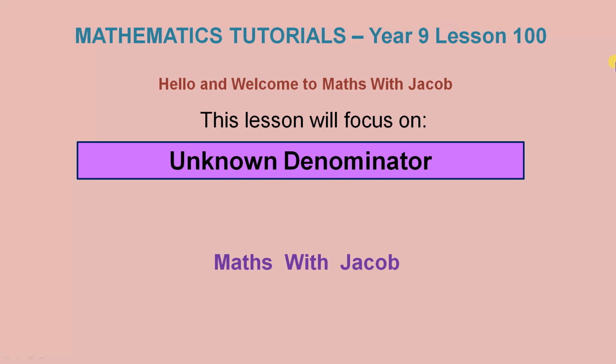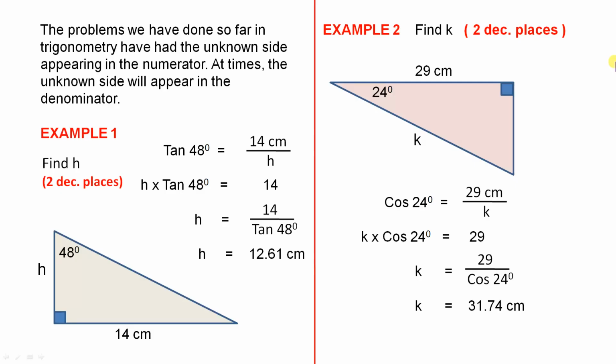This lesson will focus on unknown denominator. The problems we have done so far in trigonometry have had the unknown side appearing in the numerator. At times, the unknown side will appear in the denominator. Let's look at example 1.